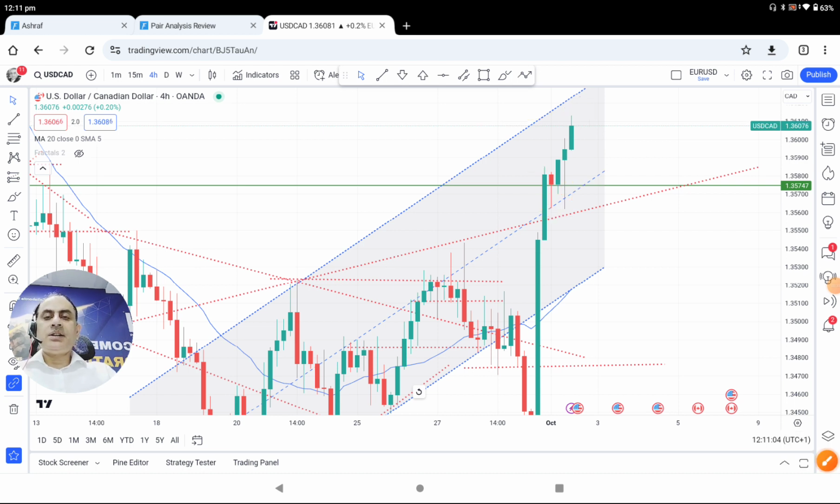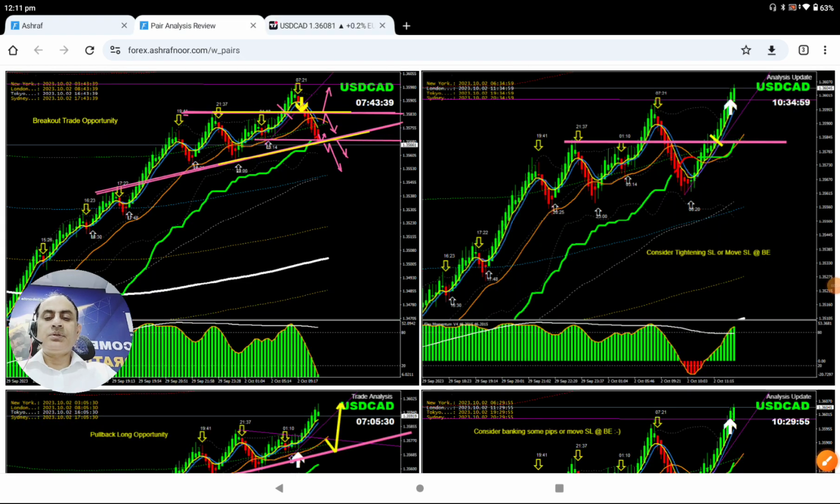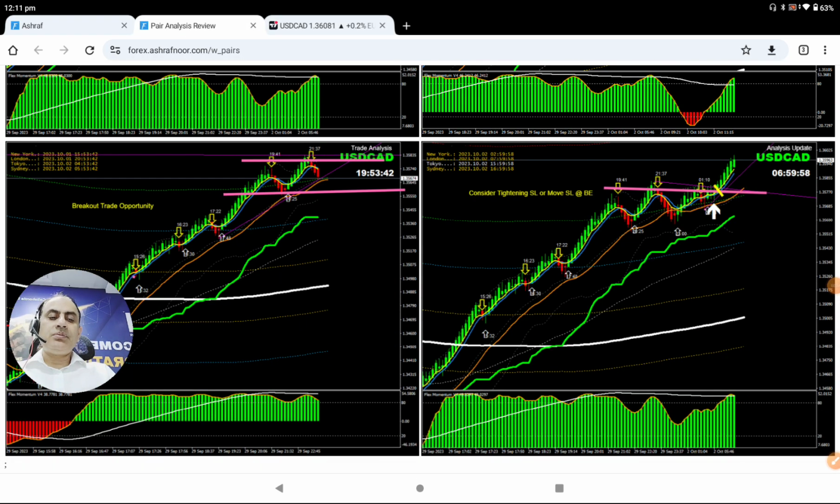Now let me share with you guys how I analyze the entries. That's the key important thing. You can see here at the market open, this is what I explained to my traders: look for this breakout. Beautiful breakout.